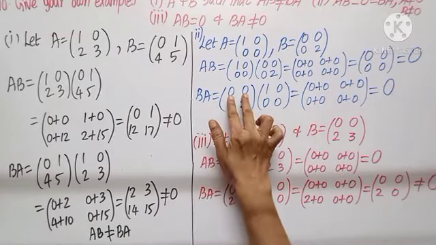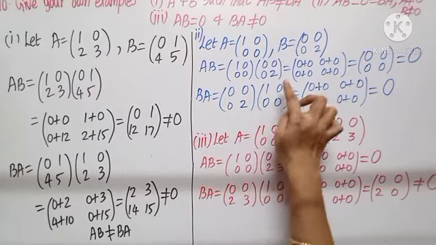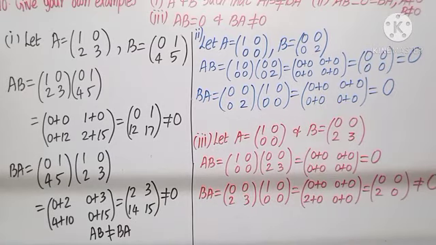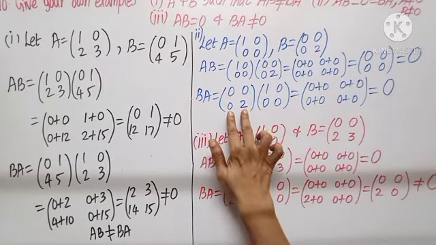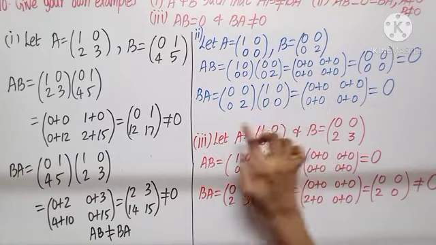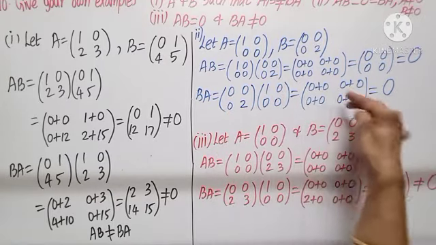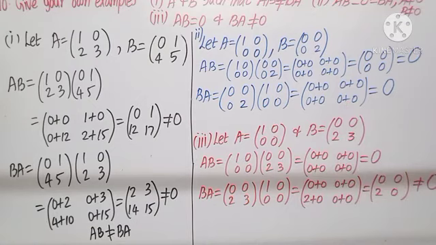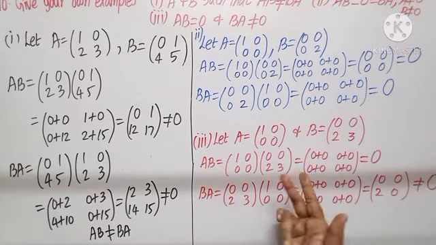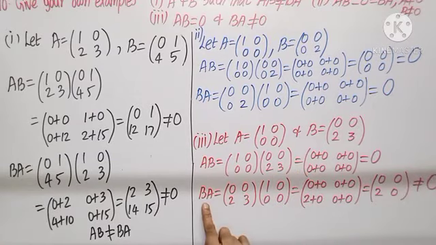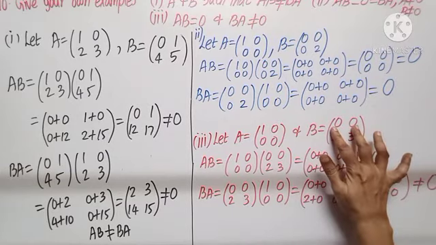BA. First row 0. Multiplying both the columns I get 0. Here, second row by first column again 0. Second row by second column again 0. You have a problem where AB is 0 but BA is not 0. How to frame it? Here alone I have kept zeros.